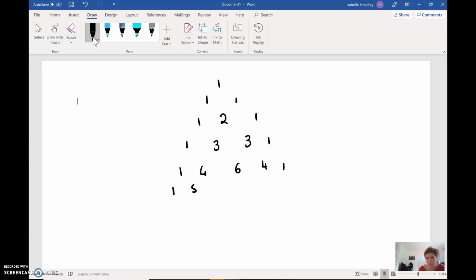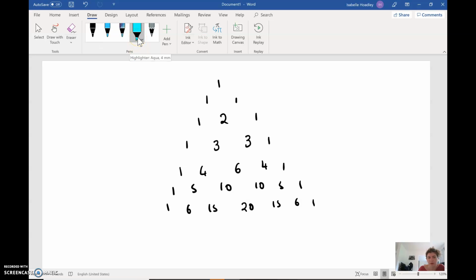So I'm just going to write out the first 6 rows of Pascal's triangle. Hopefully what you can see is you get each row of Pascal's triangle by adding together the 2 consecutive numbers in the row before it. So if we look at the 6th row, we get that from row 1 plus 5 is 6, 5 plus 10 is 15, 10 plus 10 is 20, and so on.